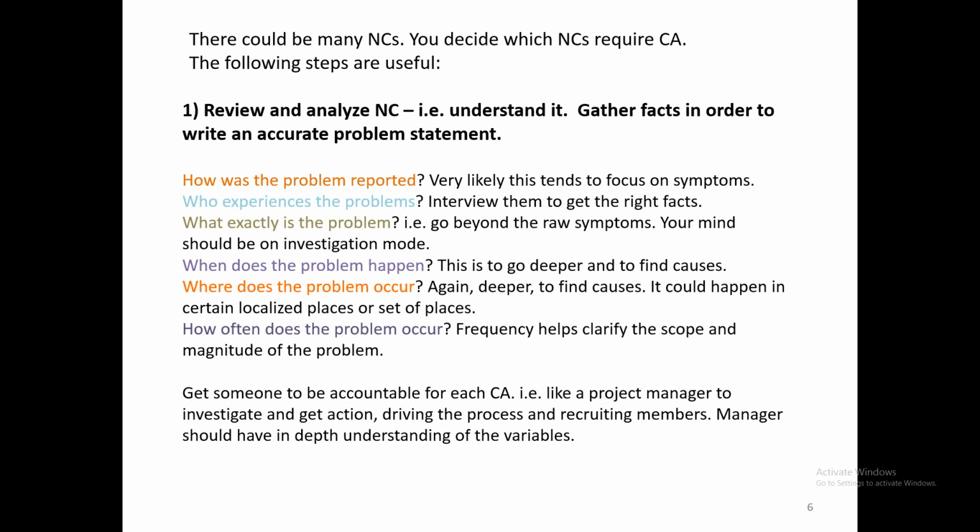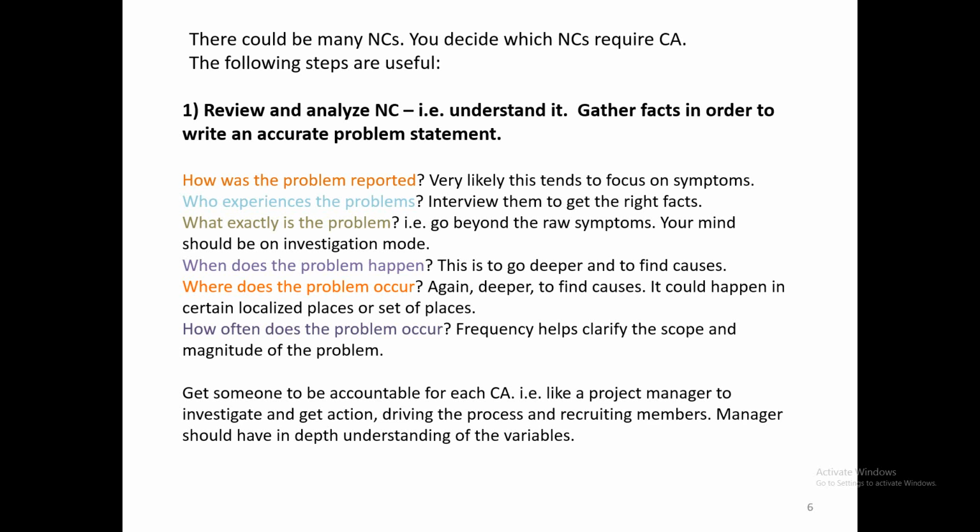When does the problem happen? You want to find the causes, so you want to know when it happened. Where does the problem occur? Again, going deeper and deeper to find the causes. How often does the problem occur? Frequency helps to clarify the scope and magnitude of the problem.